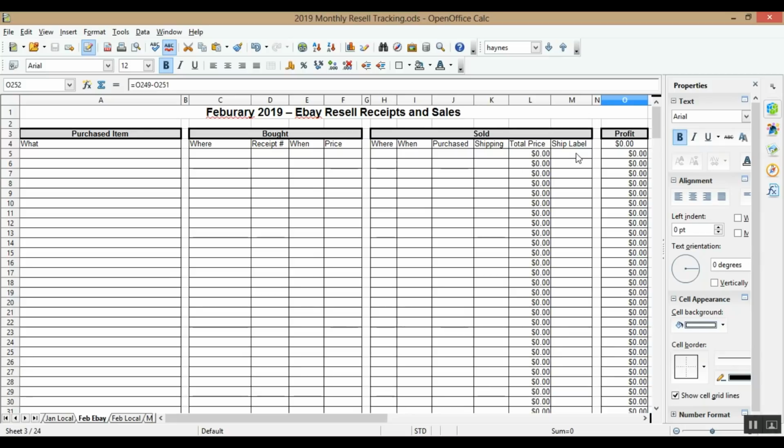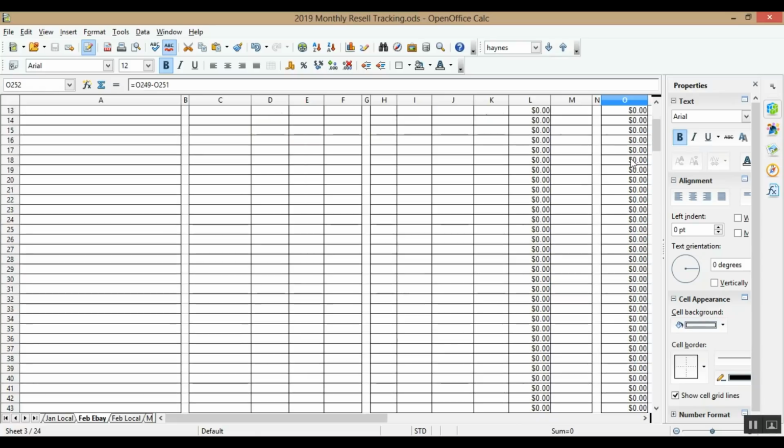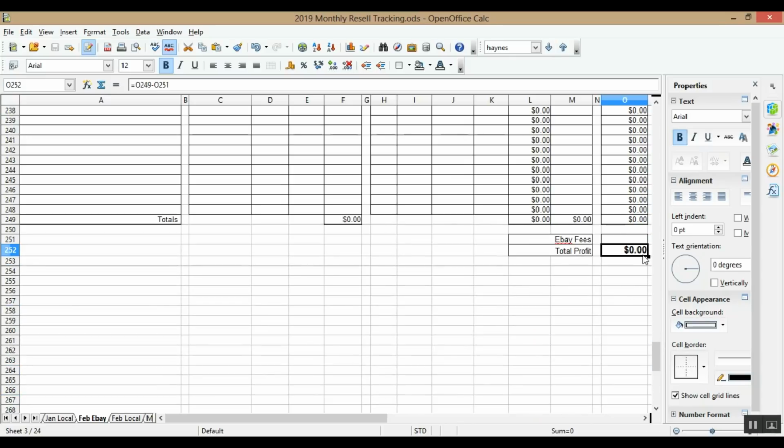This is how much I pay for shipping, because a lot of times eBay gives me a little bit of a discount. And then it tallies it up. It takes the total sales price and subtracts how much I paid in this column, and subtracts how much I paid for shipping in this column, and it gives me a total. And then it also adds up all of these numbers at the end of the month and gives me a total here.